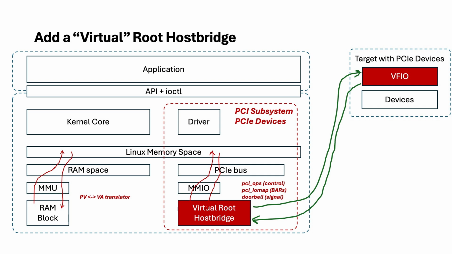On the target side, VFIO provides controlled access to the real PCIe devices. So the target machine owns the physical hardware, while the local machine owns the PCI software model. That is the whole idea of this slide. Local above, remote below. The virtual host bridge is the illusion boundary that keeps Linux unchanged while moving the real hardware boundary across the network.